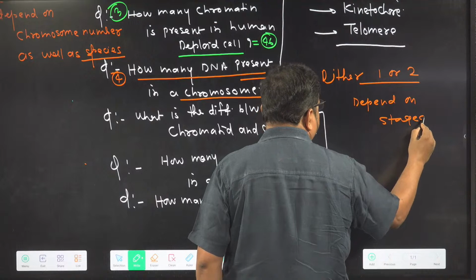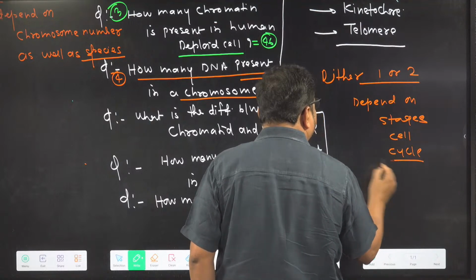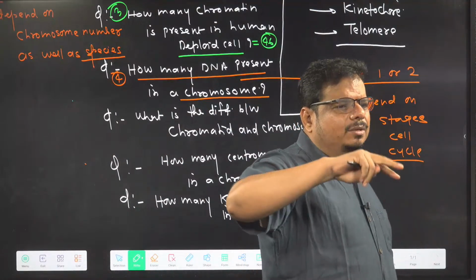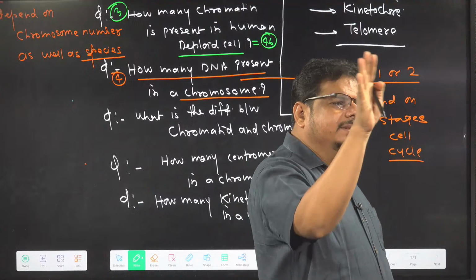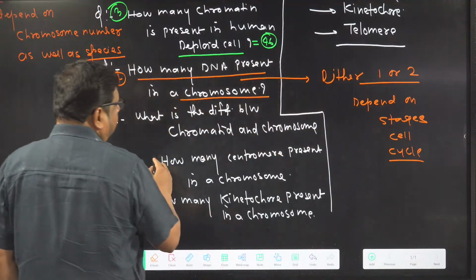Stages of cell cycle. If an option is coming, like option 1, you can choose 1. In some stage of the cell cycle 1 is there, in some stage of the cell cycle 2 is there. We will also talk about it. Got the idea?